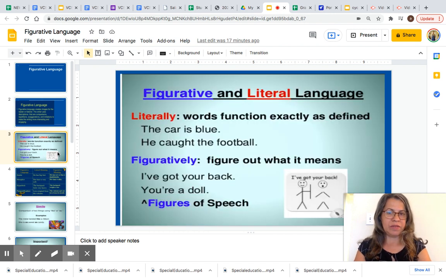Let's look at the difference between figurative and literal language. Literally, words function exactly as defined. The car is blue. He caught the football. Figuratively, figure out what it means. I have got your back. You are a doll. Figures of speech.